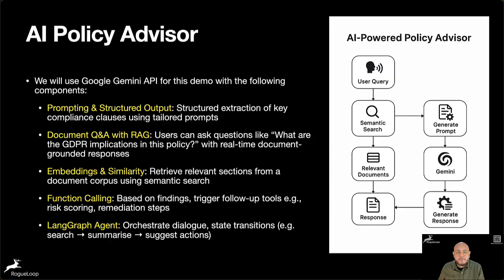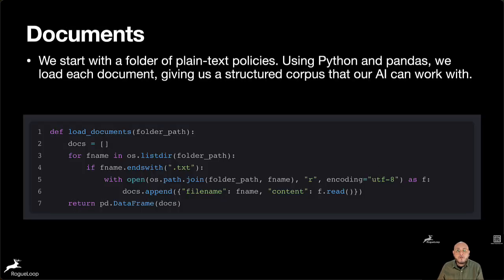Before we start, let's go through a couple of things together. First of all, we need a folder with plain text policies that you may have as part of your company, for example. We're going to be using Python and Pandas. We load each document, giving us a structured corpus that our AI can work with. This will give us a data frame with file names and their corresponding text.